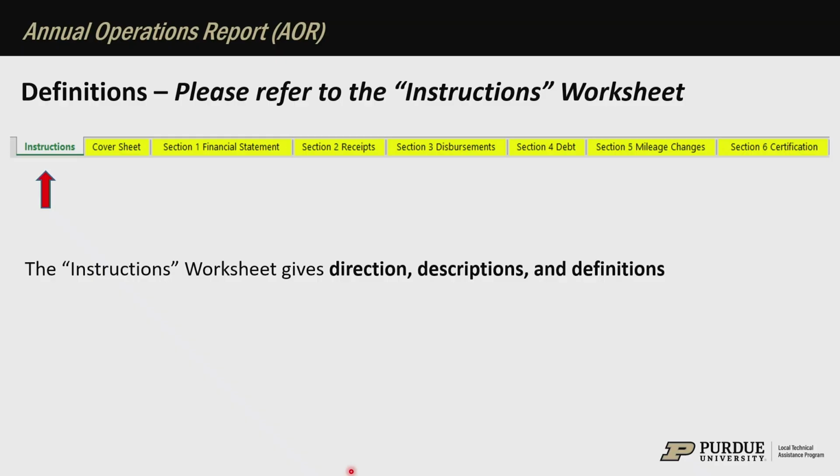Here is a screenshot of that Excel document, at least the bottom of it, where you can find the different worksheets. You see there on the left, instructions, and then there's the cover sheet, section 1, section 2, section 3, section 4, section 5, and then the certification, or where you sign it. I just want to highlight here, as you're getting started, I would highly recommend opening up that instructions tab first and familiarizing yourself with it. There's a lot of definitions and instructions in there that are vital to filling out the report.